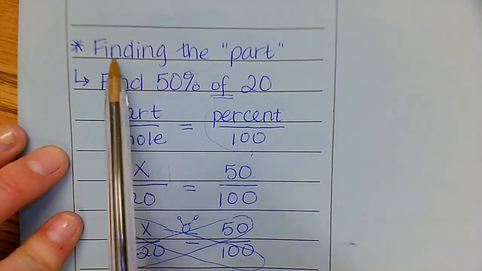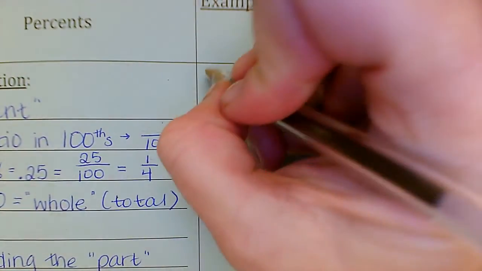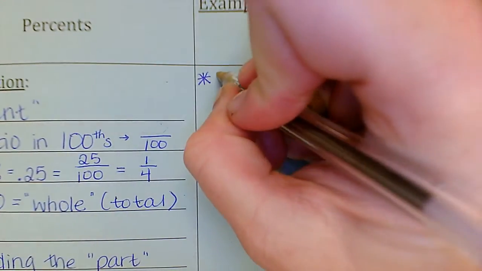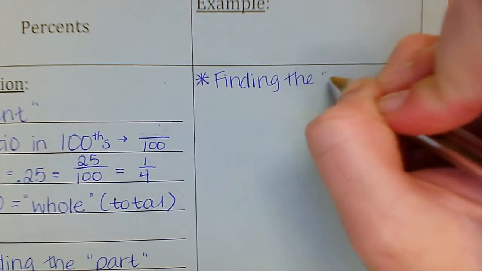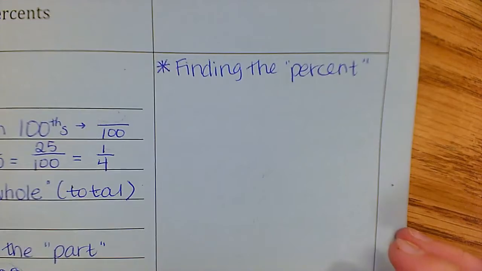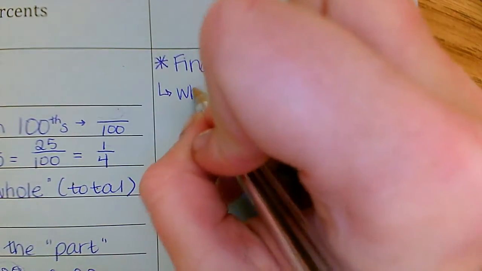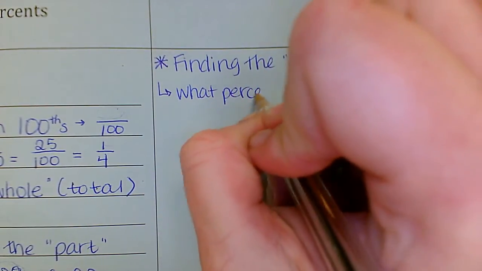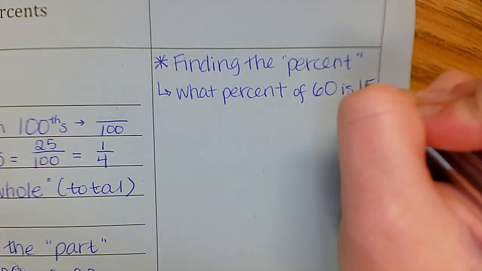We have two more types of problems we're going to see. So this one was finding the part. So we wanted to find how much of 20 is 50%. Now we'll do another little star. This time we're going to be finding the percent. So this time the thing that we're finding is the percent, as I've just written. So anyways, you might see a problem that tells you: what percent of 60 is 15?